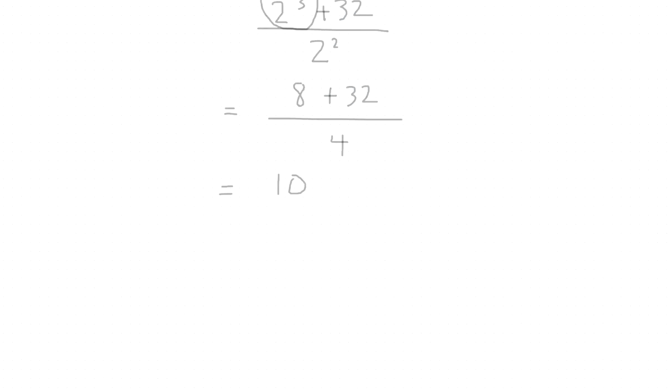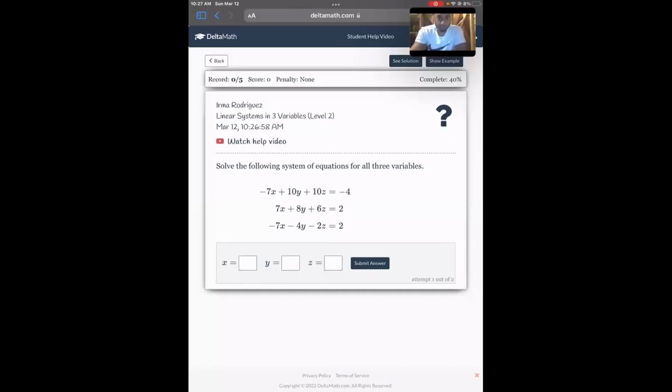Do we eliminate? Yes, we can eliminate. Look at the second and the third equation, right? The second equation is 7x plus 8y plus 6z equals 2. And the third equation is -7x minus 4y minus 2z equals 2. What can you do to the second and third equations? Do we add them? Yes. Why would we add them? To eliminate the variable. Which variable? The x, because if we add the 7x plus -7x, that cancels out.